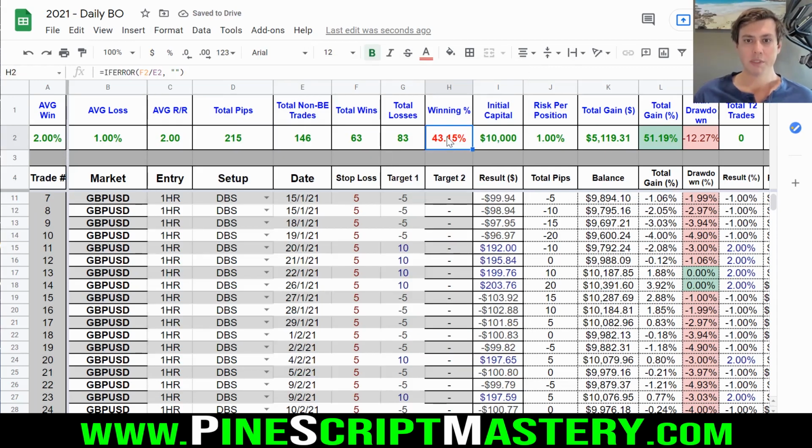So a 43% win rate with a 2-to-1 risk reward is still profitable, but this isn't what my script was telling me. My script said that it had a 50% win rate with a much higher return, but this strategy was still profitable on this market, at least in theory.